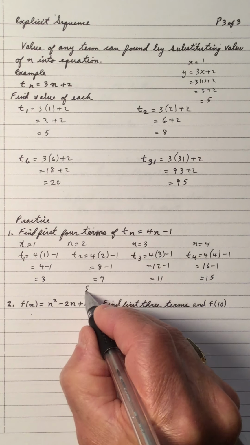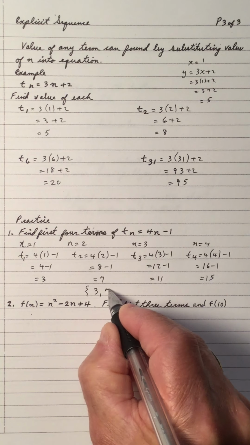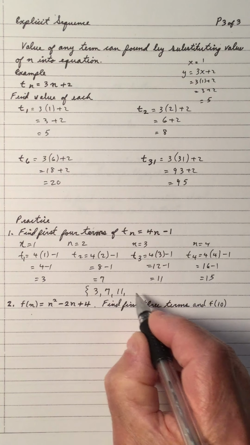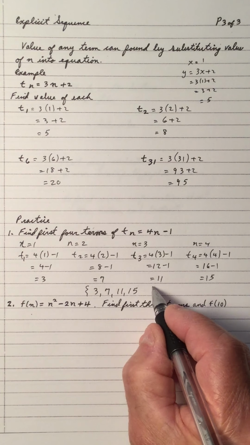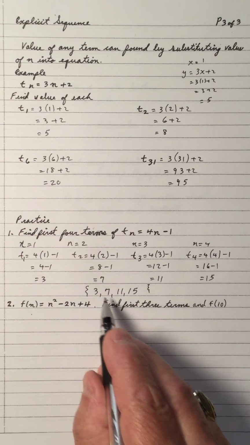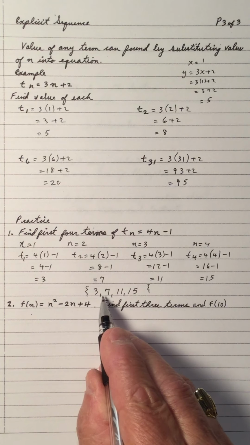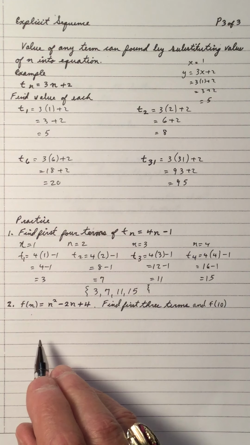So the first 4 terms of the sequence are 3, 7, 11, 15. That's the first 4. There are more, but those are the first ones. And notice they're going up by 4, add on 4 each time.